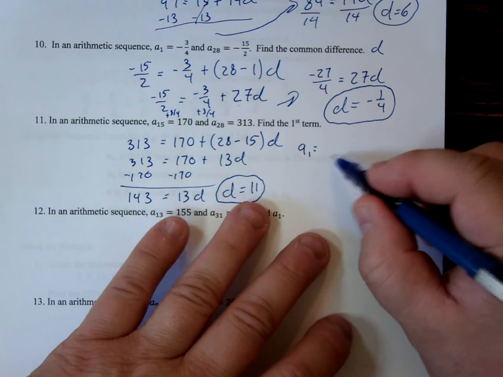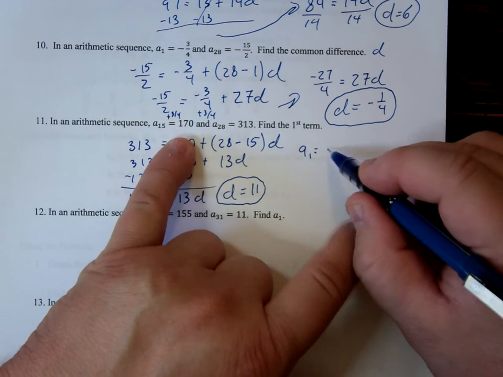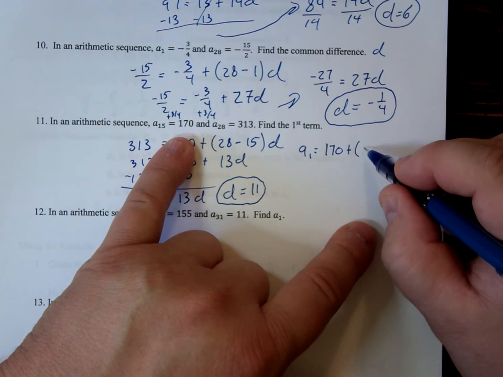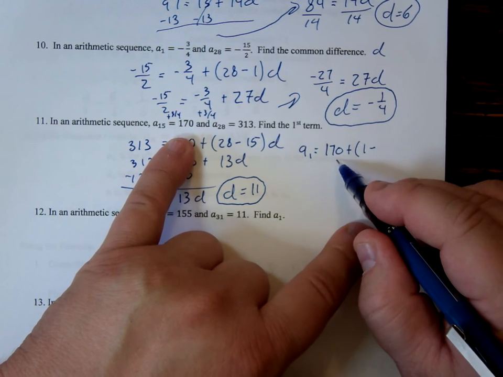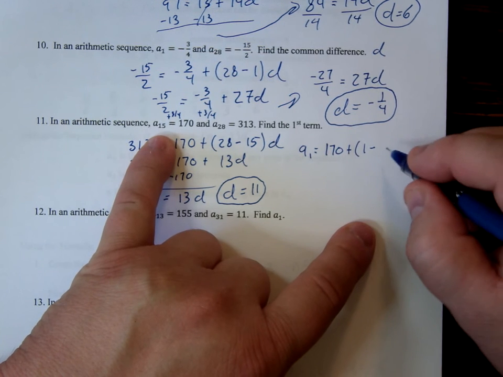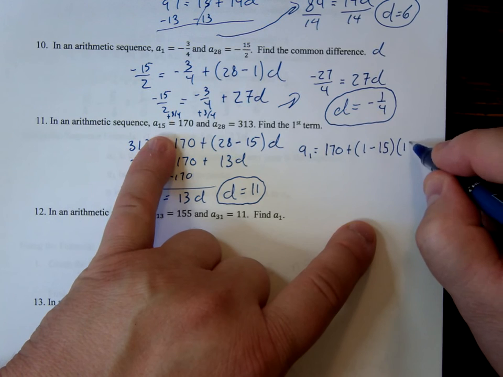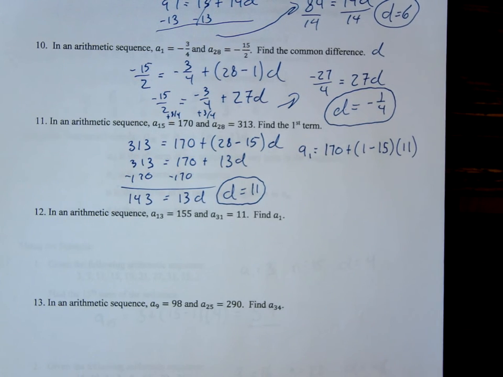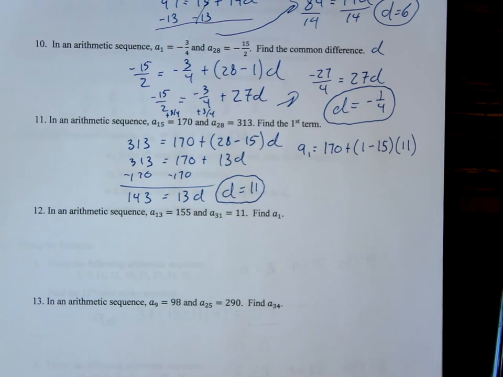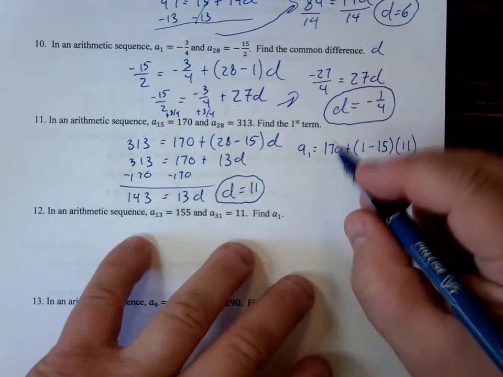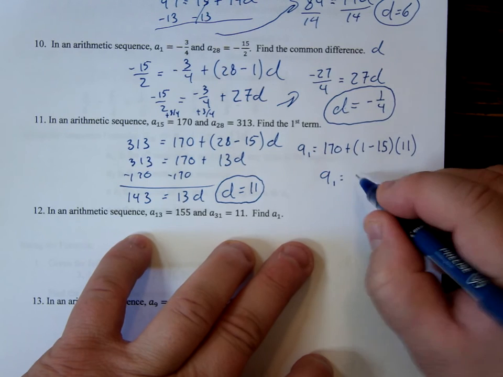I'm going to use the 15th, 170 plus the first term minus 1, since 170 is the 15th term, times the common difference, 11, that we just found. And then you can just plug that in the calculator. 1 minus 15 times 11. So the first term in this sequence is 16.